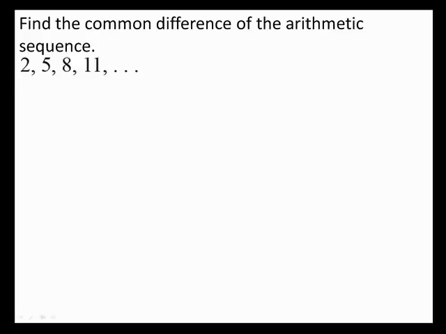Find the common difference of the arithmetic sequence 2, 5, 8, 11. From 8 to 11, 8 to 5, and 5 to 2, you have to subtract 3, so the common difference is 3.